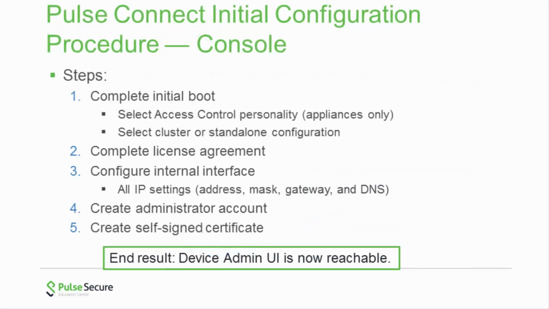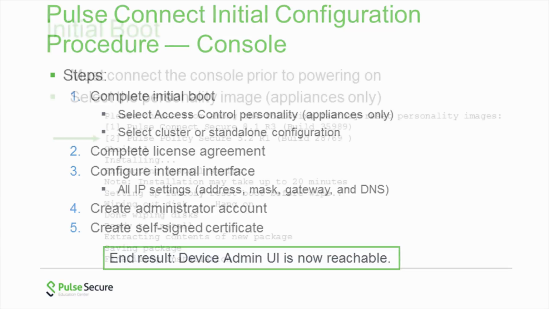The initial configuration consists of 5 steps. Note that the purpose of this initial configuration dialog is to configure sufficient IP connectivity for remote administrative access. You cannot completely configure Pulse Connect Secure from the console. You must use the web-based admin UI.